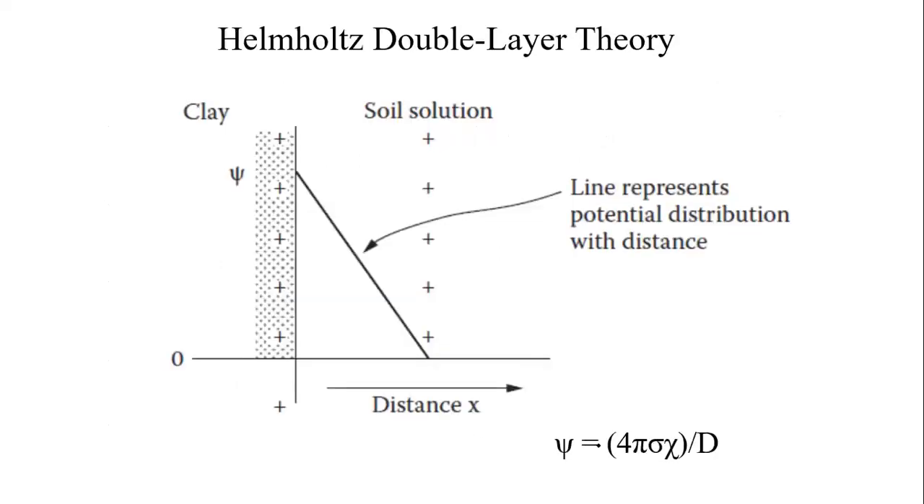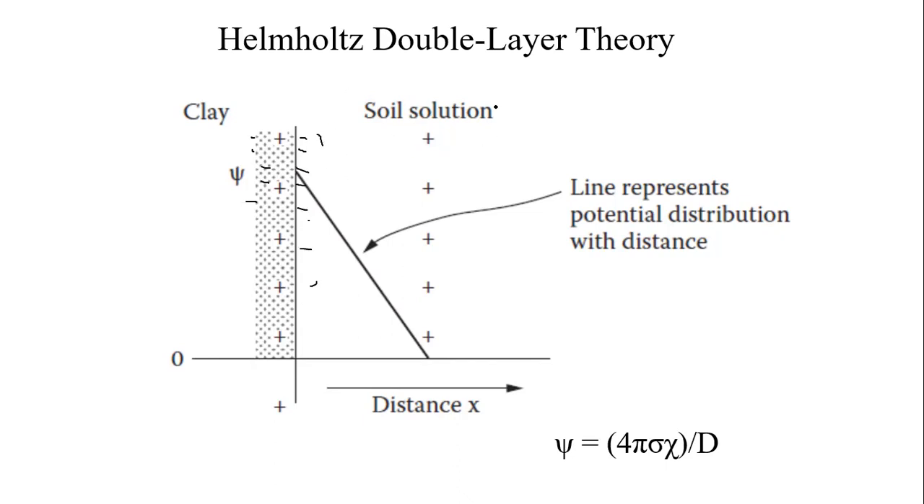Very first, students, Helmholtz double layer theory. I will explain very simply, students. I don't want to confuse you. Helmholtz double layer theory is also called fixed layer theory. Some negative charge will be present on the clay surface. These negative charges will be counteracted by the positive charge.